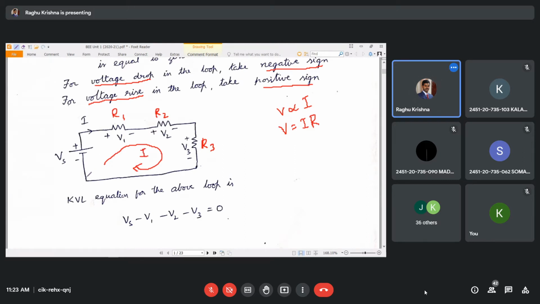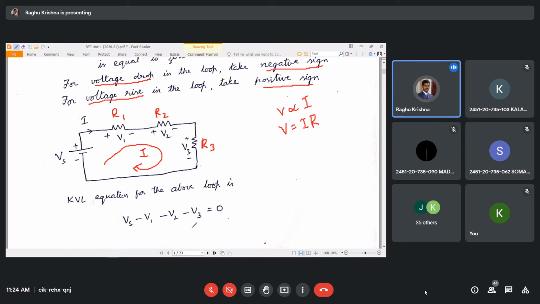Now here, minus to plus, voltage rise, Vs. Next, plus to minus means voltage drop, minus V1. Again, this V2, plus to minus, voltage drop, minus V2. Here also plus to minus means voltage drop, minus V3. So Vs minus V1 minus V2 minus V3 equal to 0. This is the algebraic sum of voltages in a closed loop.